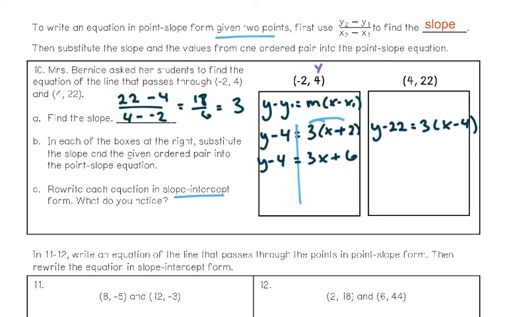Now in slope-intercept form, remember the y is by itself. It's y equals mx plus b. So I'm going to get rid of that -4 with a +4. And if I do it to one side, I've got to do it to the other side. I end up with y equals 3x plus 10.